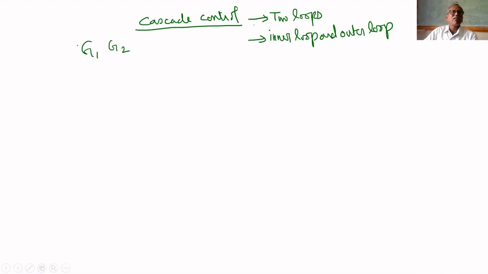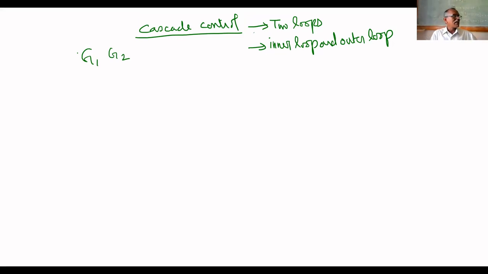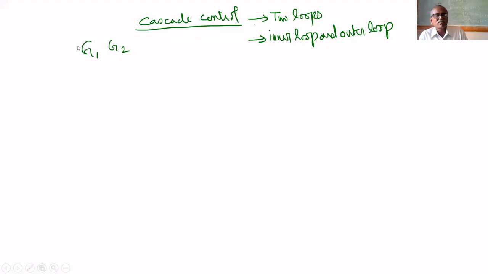For example, if you consider a level process, the level process consists of a flow process also. Am I correct or not? Flow process only gives input to the level process. If you consider the flow rate alone, it is a flow process. So here, if you consider a level process, G1 is a flow process. G2 is level.